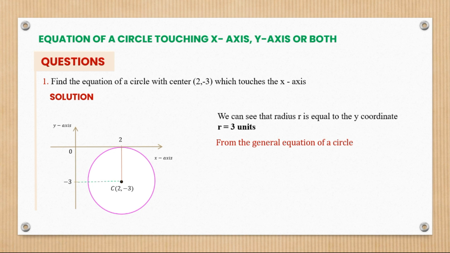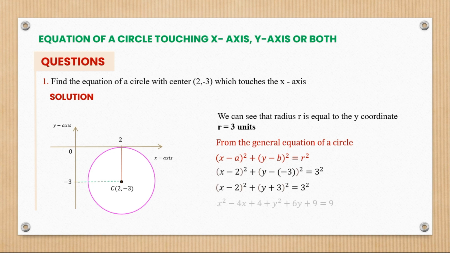So from the general equation of a circle, we can now solve this since we already know the center values. You can plug in the values of r and the values of a and b, and we'll have x squared minus 4x plus 4 plus y squared plus 6y plus 9 is equal to 9. When I simplify this further, I'll have x squared plus y squared minus 4x plus 6y plus 4 is equal to 0. And this is how we find the equation of the circle when it touches the x-axis.